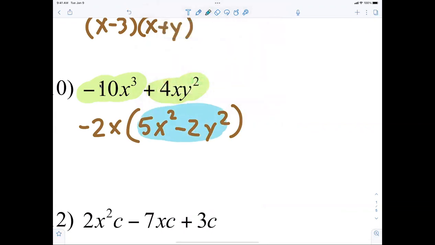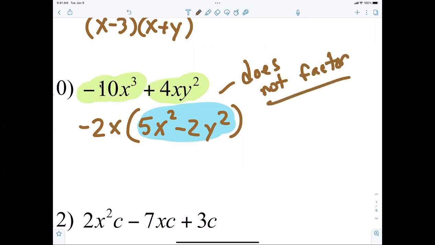Right. This right here, make yourself a note, does not factor. Sometimes you can only factor out the GCF. You're supposed to be able to tell if you factor it, does that factor again? Does it factor a second time? That's why they call it factoring completely. Please make yourself a note. That does not factor, so that's the answer. That is the full answer.